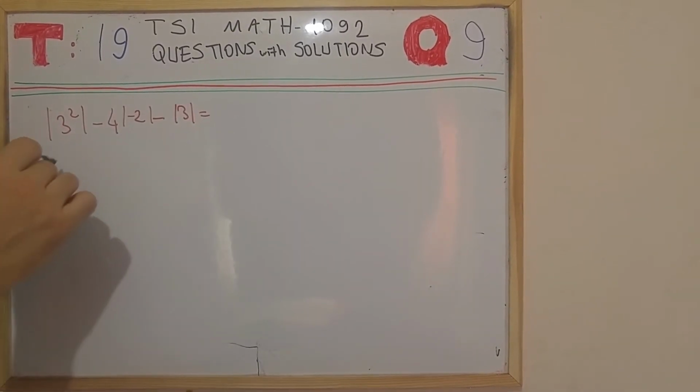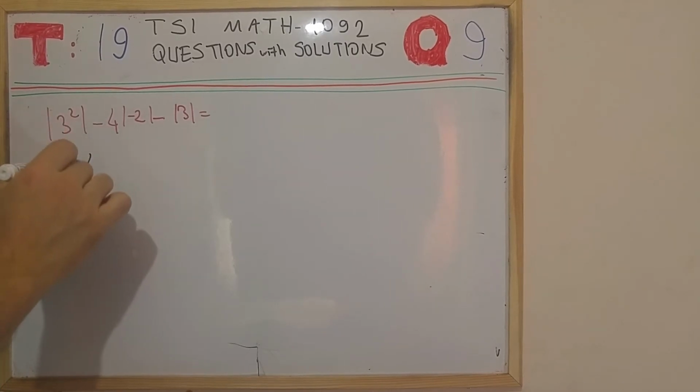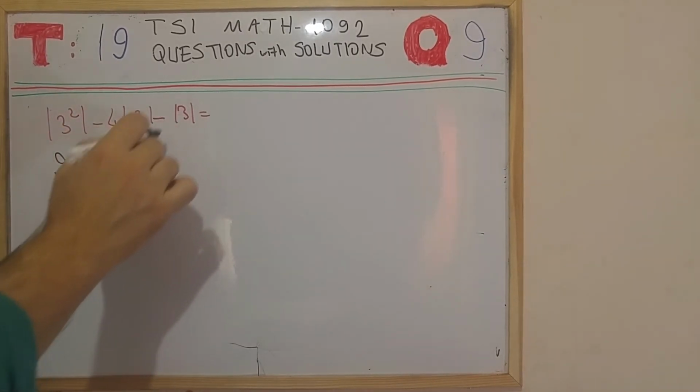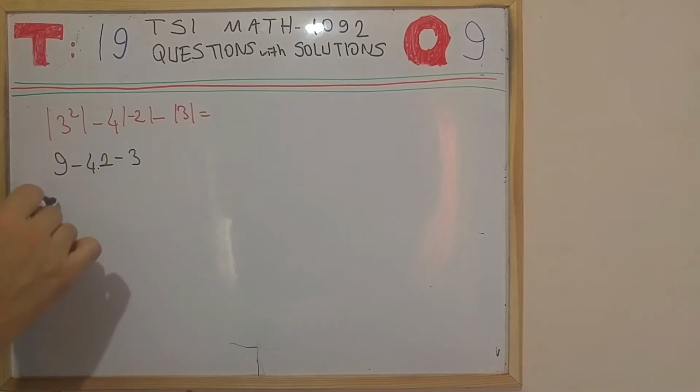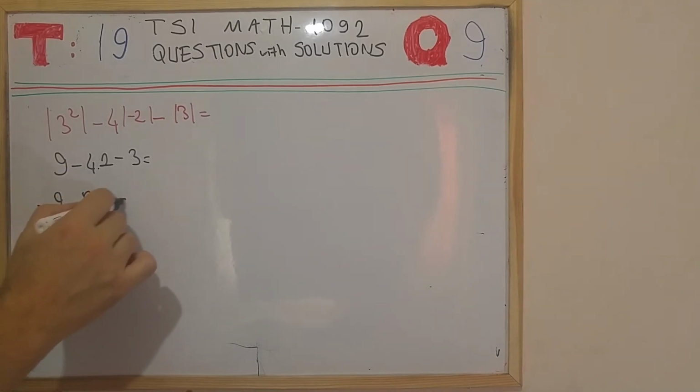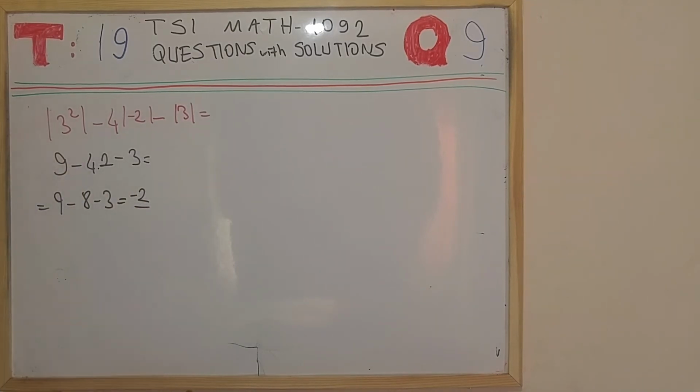3 squared is equal to 9, minus 4 times absolute value of minus 2, that is plus 2, minus 3. So this is equal to 9 minus 8 minus 3. This is equal to minus 2.